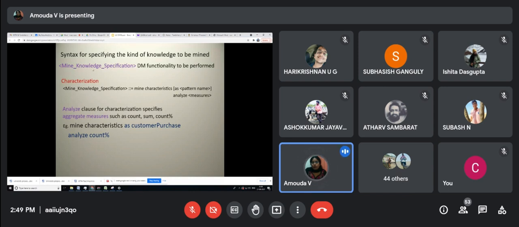Then you have to say the data mining functionality to be performed. Now you will understand the importance of knowing the term data mining functionality. We all know that data mining functionality can be characterization, discrimination, classification, whatever you want to say. So, instead of this, what am I using?